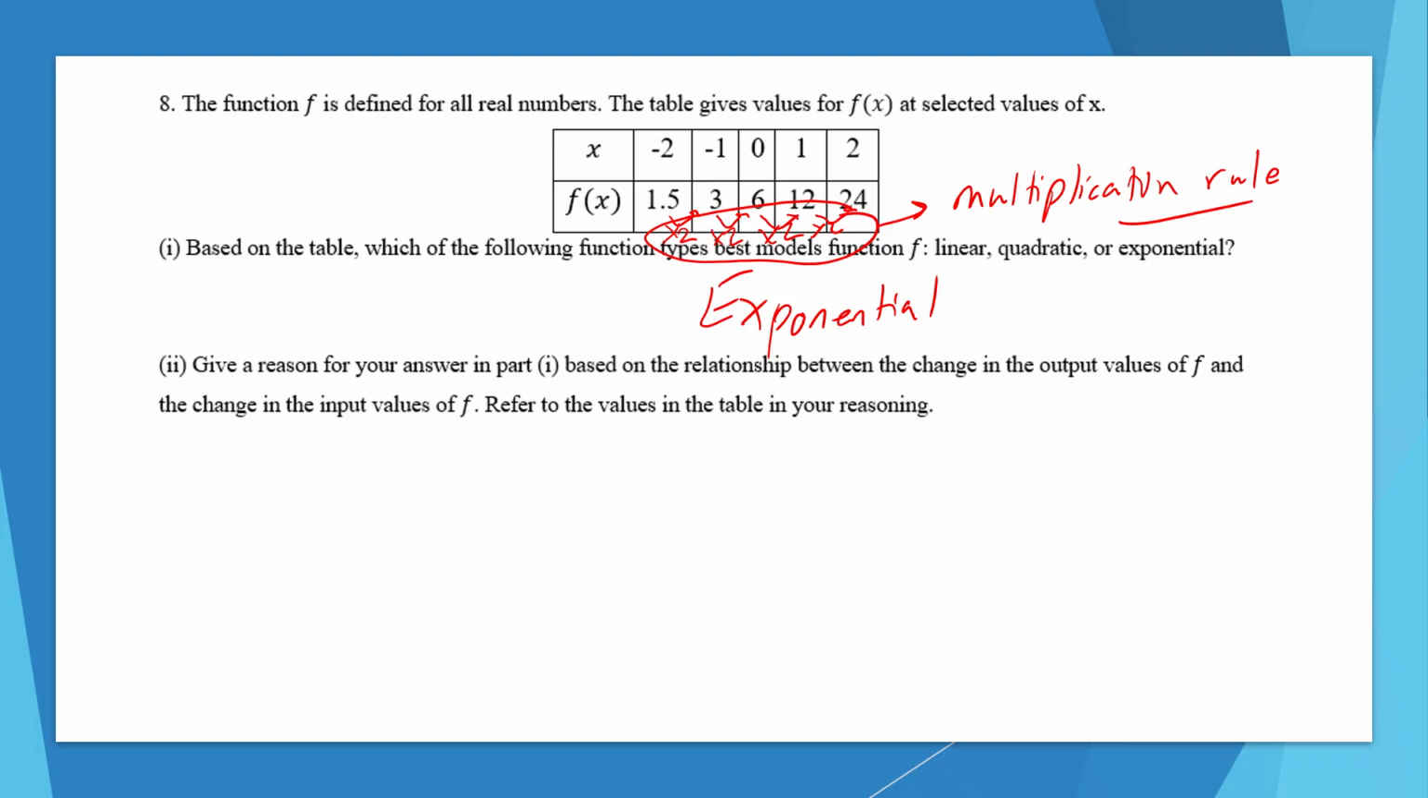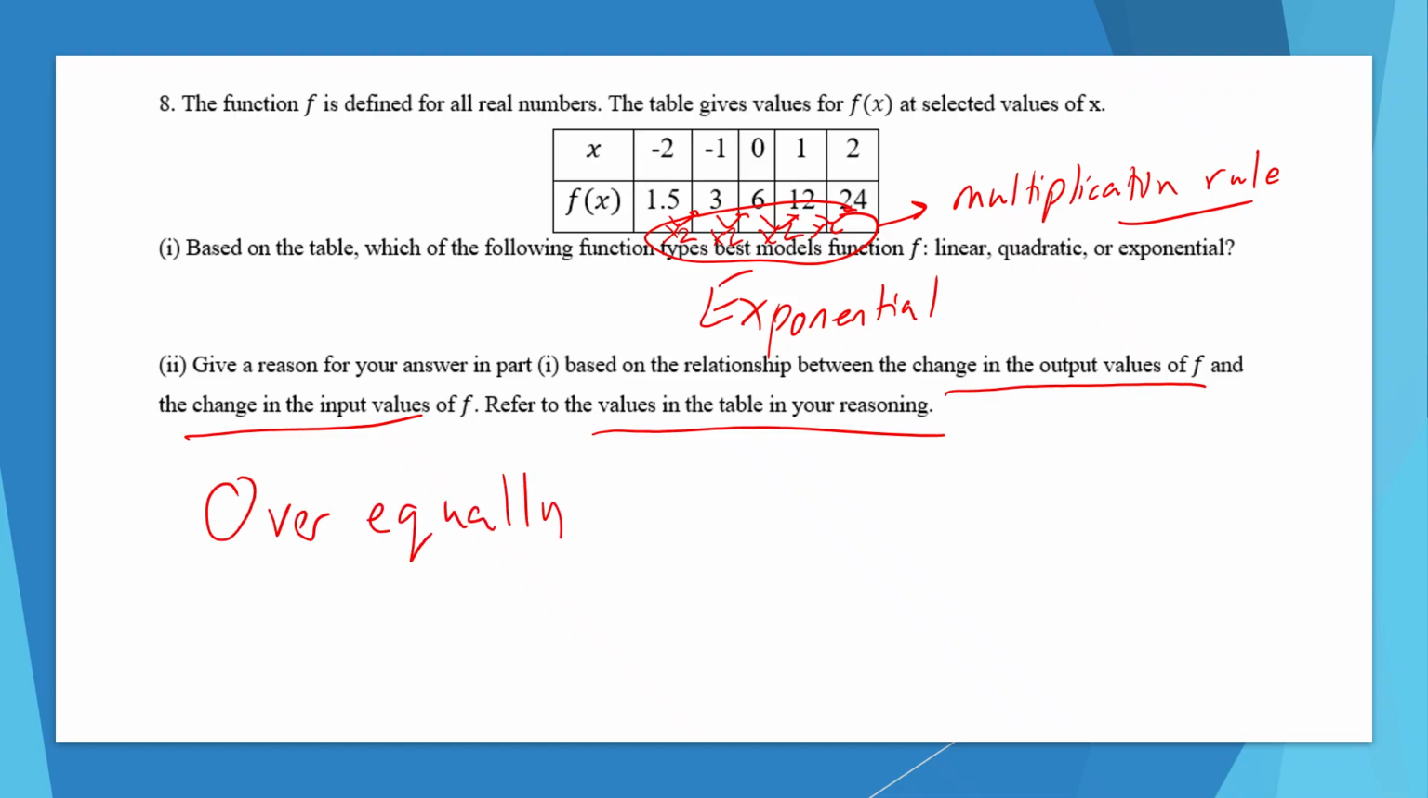And then give a reason for your answer based on 3 things: the change in outputs, the change in inputs, and then values in our table. So here, this is a good answer to always put. I would start by saying over equally spaced inputs. And this shows that we looked at the change in our input values and just checked to make sure that they were equally spaced apart.